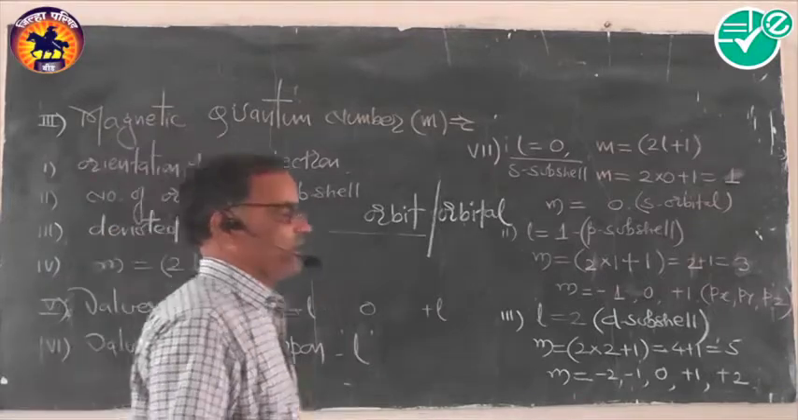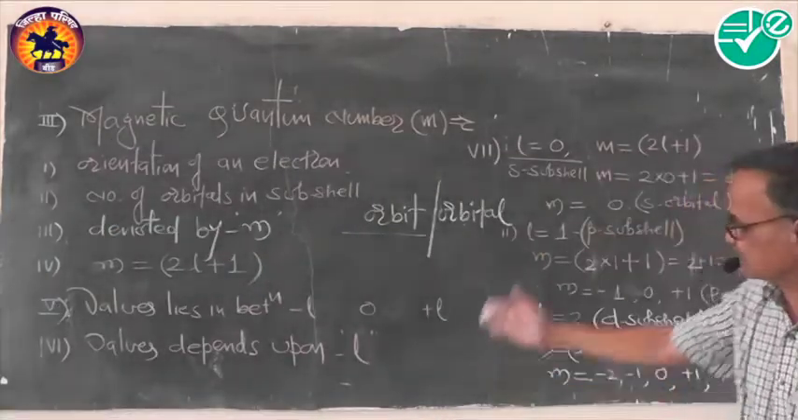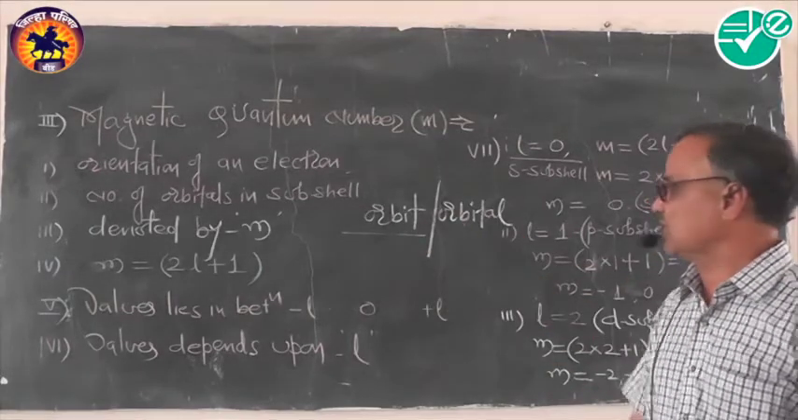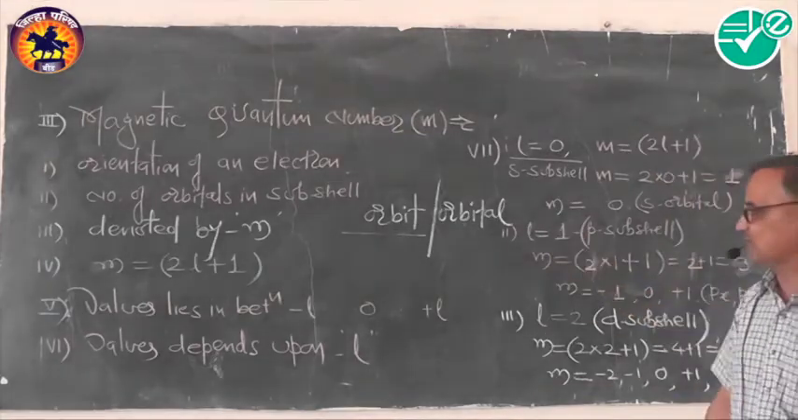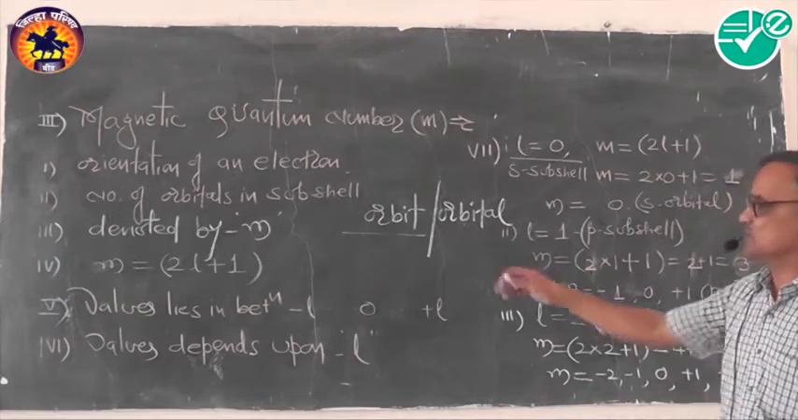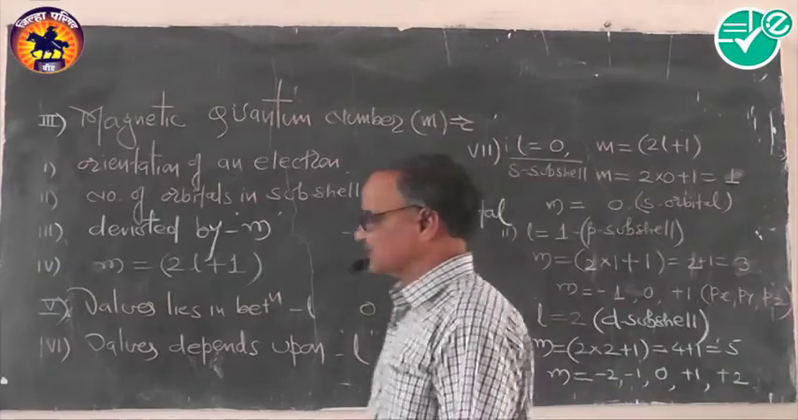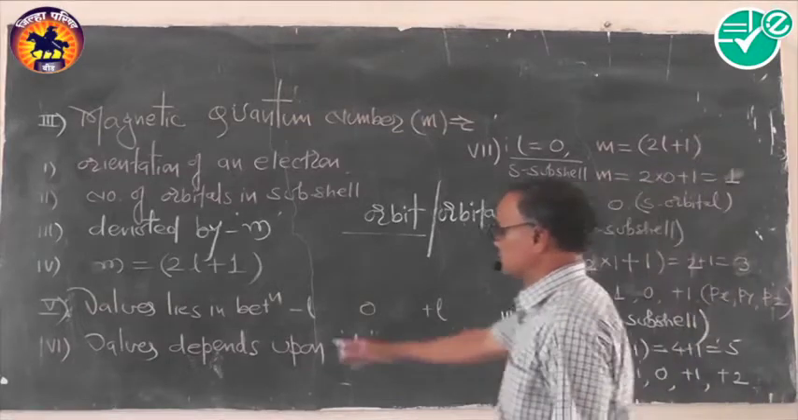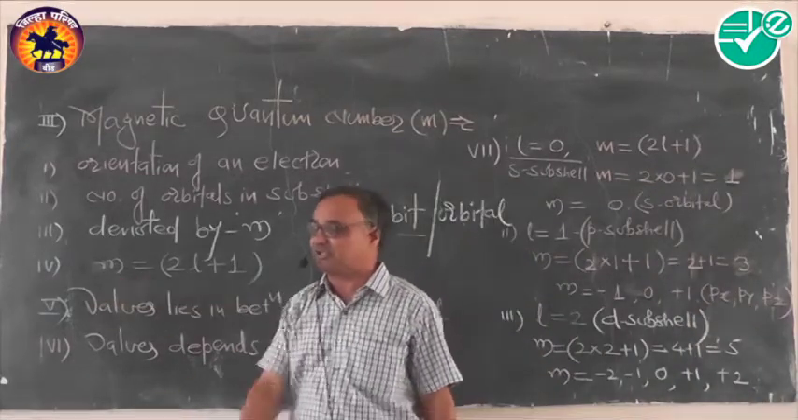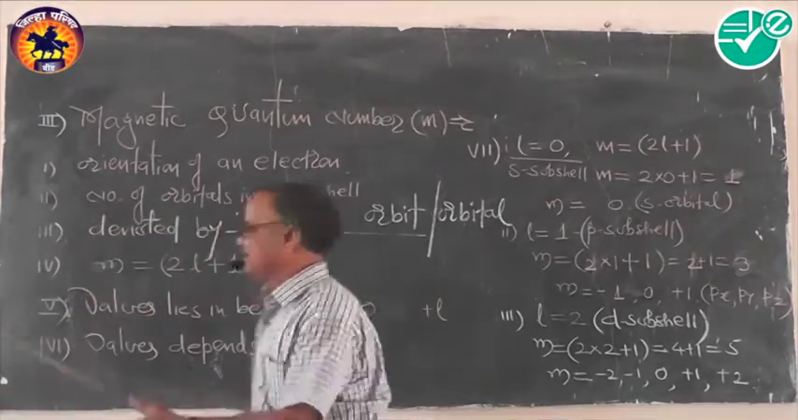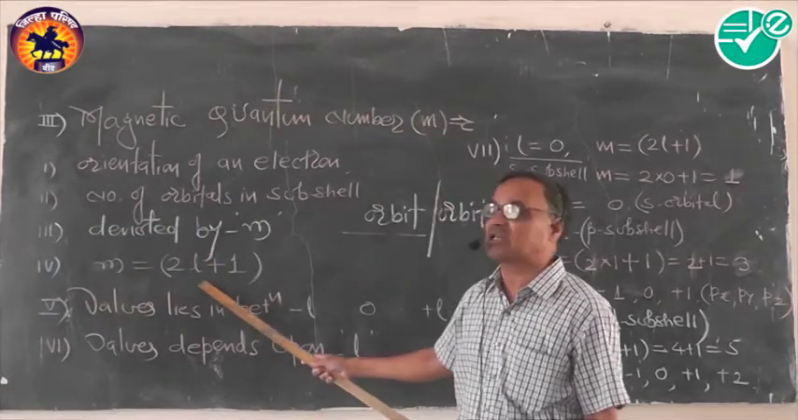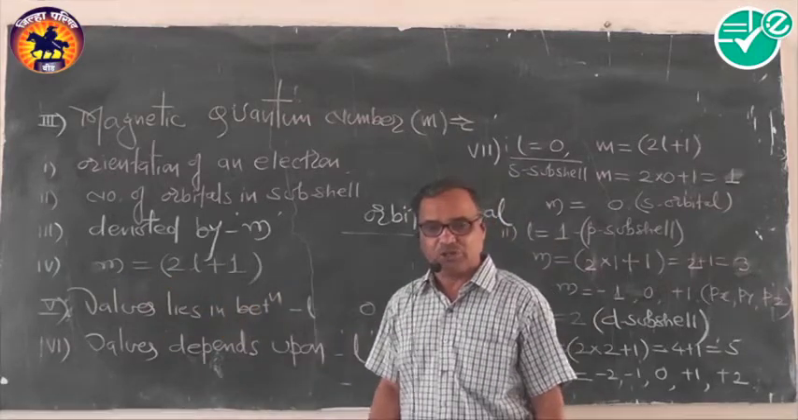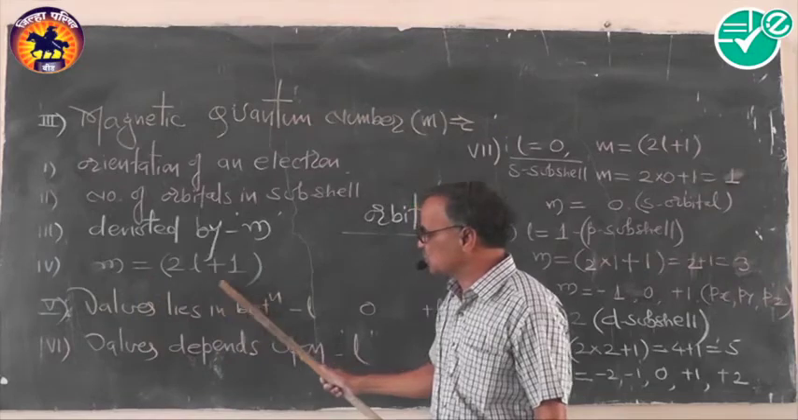So this is all about orbit and orbital, and the concept of orbital is studied by the magnetic quantum number. The values of magnetic quantum number are calculated by the formula m is equal to 2l plus 1. Here m stands for magnetic quantum number, and l stands for azimuthal quantum number.